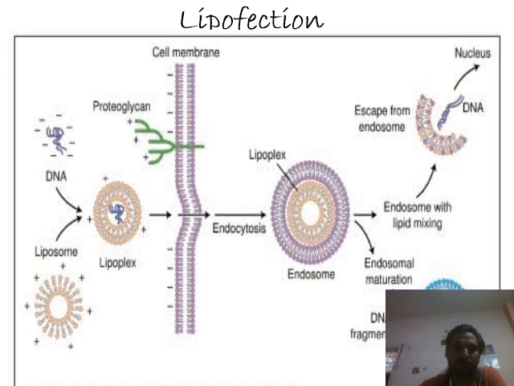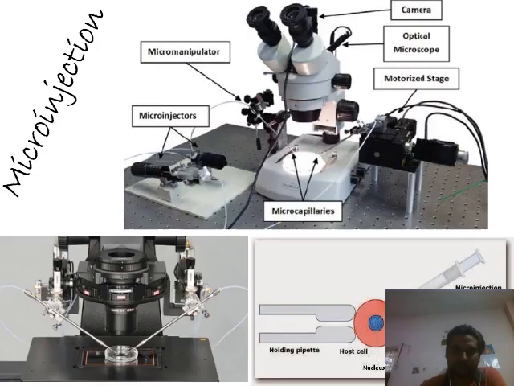By the process of endocytosis, the cell engulfs the lipoplexes inside it. Once they get inside by endocytosis, they are called endosomes. And these endosomes disintegrate and can transfer the DNA into the nucleus. So this is all about liposome-mediated transfer. It means we are using liposomes to transfer a specific type of DNA inside the cells.